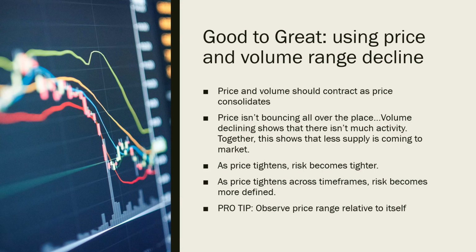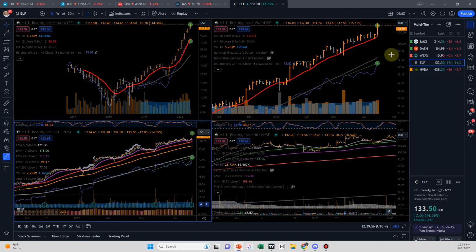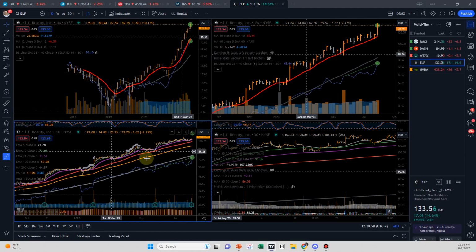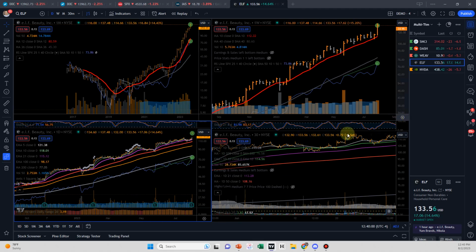So as price tightens, the risk becomes tighter. As price tightens across time frames, the risk becomes more defined, and we can observe price range relative to itself. Here's what I mean. Now let's go through ELF, and we could see the same thing on NVIDIA.